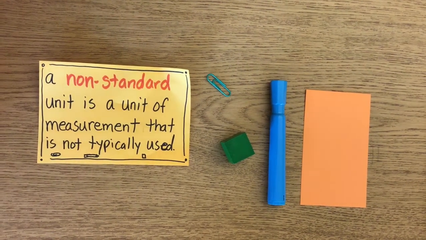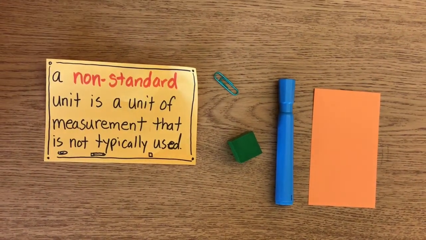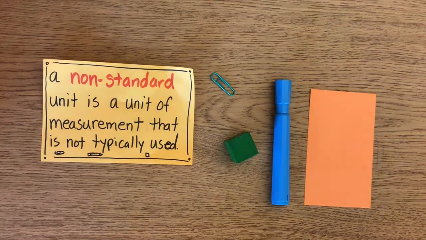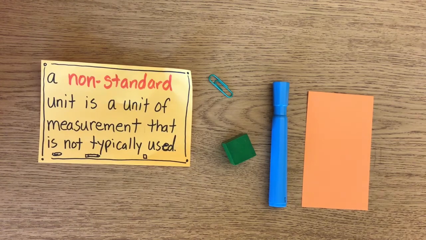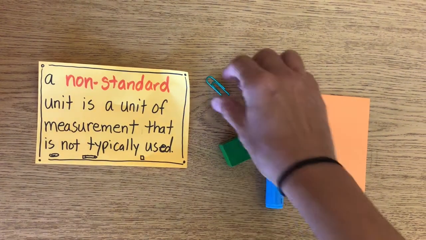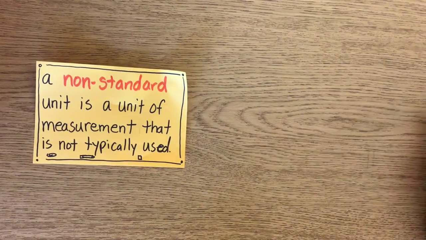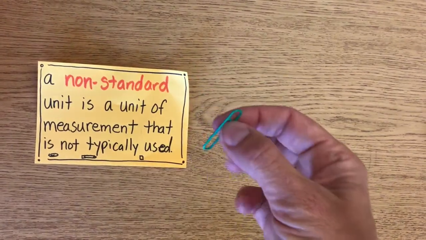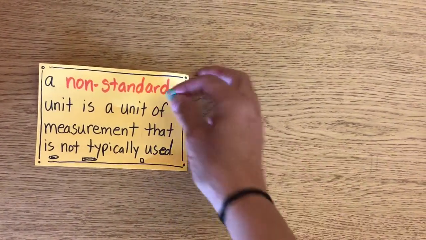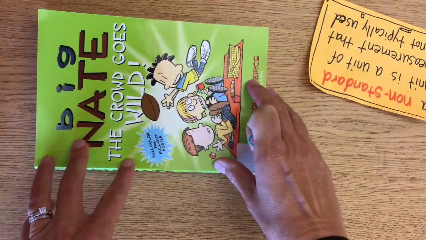The important thing when you're using a non-standard unit of measurement is to use the same unit every time to measure an object. What does this mean? Let's demonstrate. So the non-standard unit of measurement that I'm going to be using is my paper clip. First thing I do is I take my object, and I'm going to take a book.